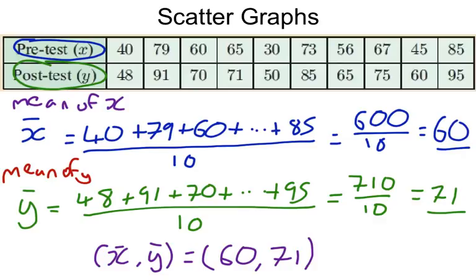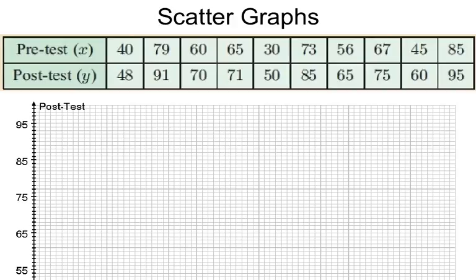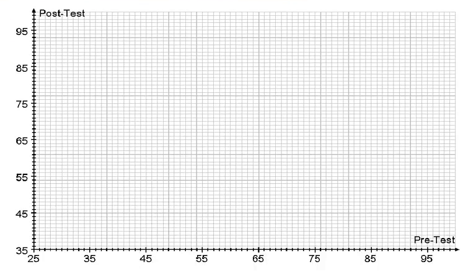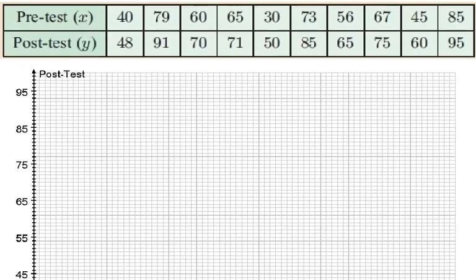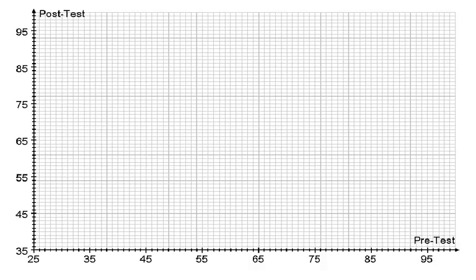So now let's start thinking about how we're going to draw this. First of all, to draw a scatter graph, we need some axes. So let's put in some axes. We can see we've got pre-test along the bottom, along the x-axis, and the post-test score up the side, up the y-axis. For our scatter diagram, all we have to do is plot the points. 40, 48. So along the x-axis we go to 40, and up the y-axis we go to 48, which, if I've counted correctly, is going to be there.